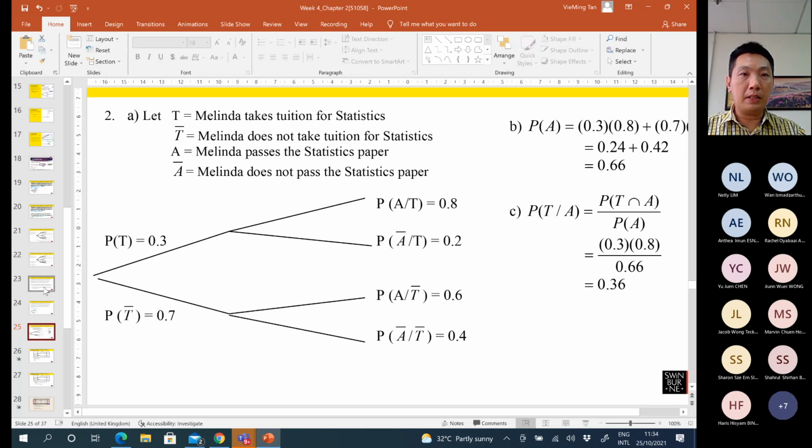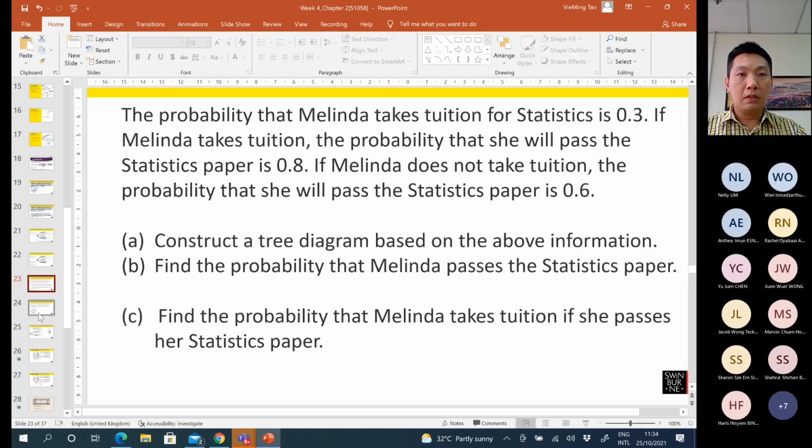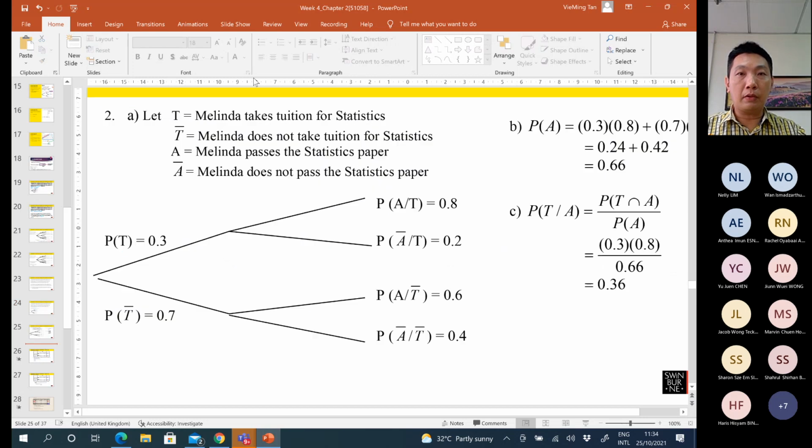Okay, part B. Let me see what the question is now. If you are able to present this, it is sufficient already. For this part, indicate the meaning of each symbol, and then draw the tree diagram plus the equation and value for each expression or each branch. That will be okay, you can get full marks already. Okay, part B.